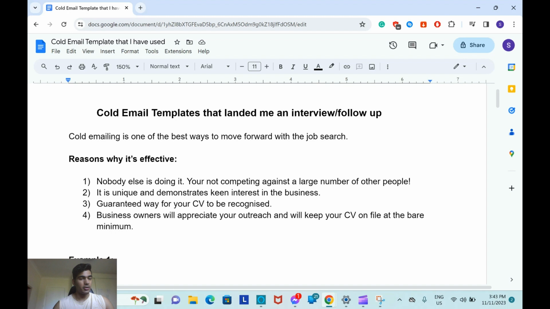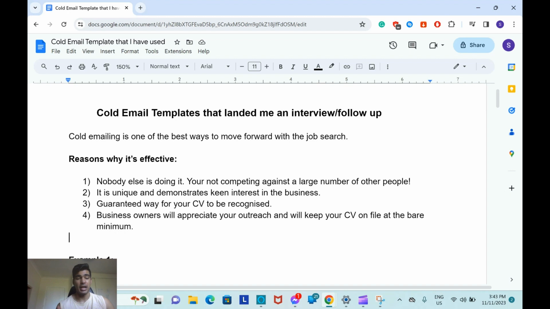So here it's you, no one else is there with you. It's just you with your email and your message, and your CV's attached. They're going to have to look at it if they read the message. It's definitely going to pique their interest. And what I found is also business owners will appreciate your outreach and will keep that CV on file for you at the bare minimum.